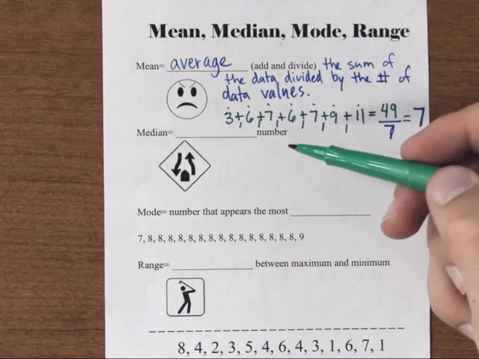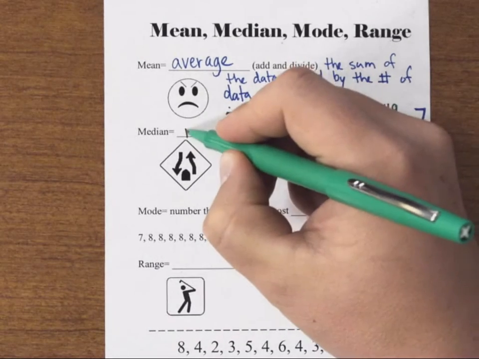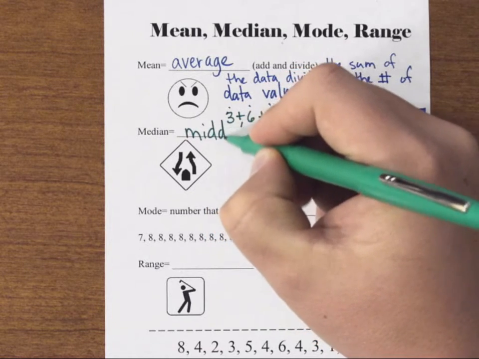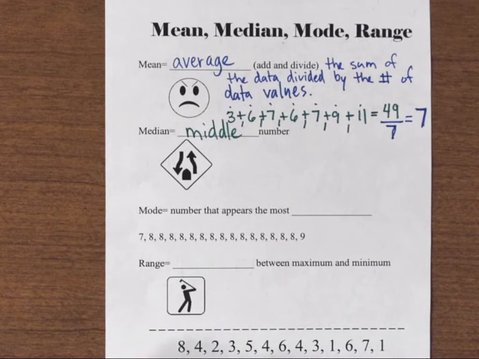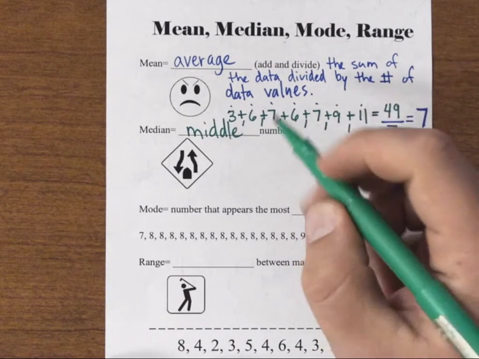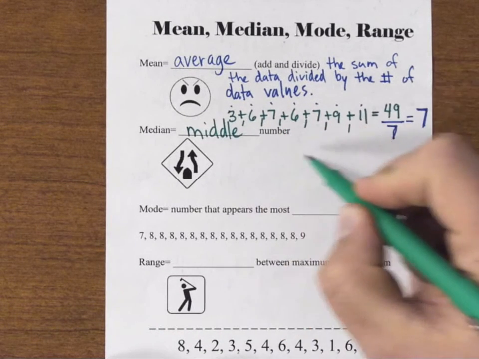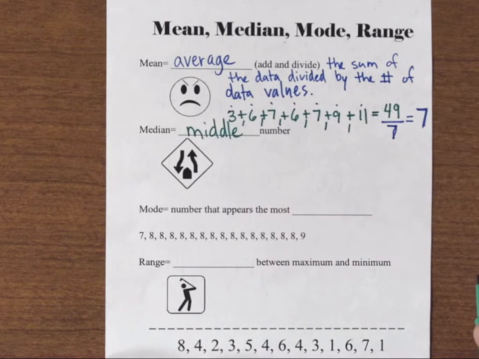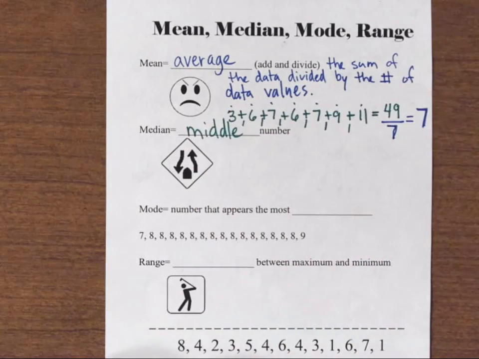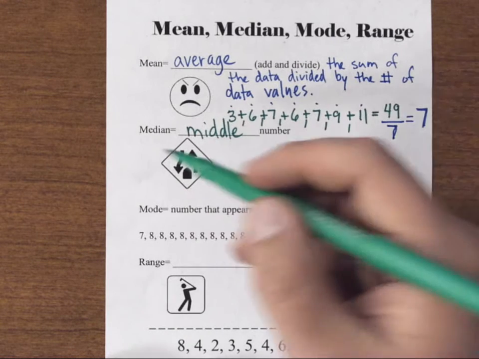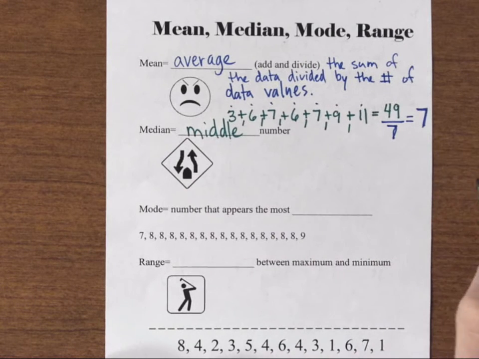So the median is always going to be the middle number. So we're going to add middle to our notes. Okay, the middle number. So what do I mean by the middle number? In order for us to find the median, we have to put our numbers in order from least to greatest. This is the only one that we have to put our numbers in order from least to greatest in order to find the value.